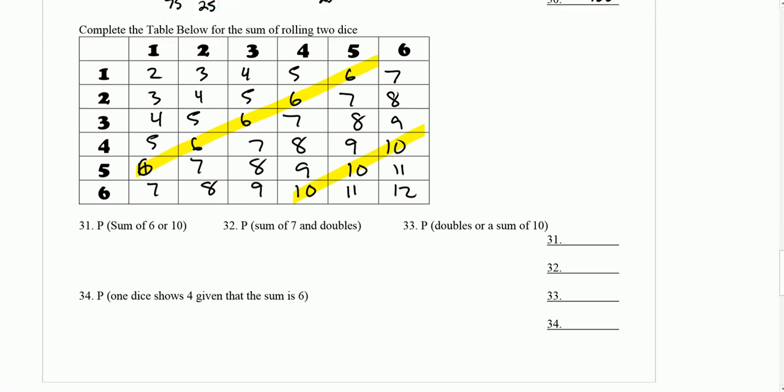We got 1, 2, 3, 4, 5 6s and 1, 2, 3 10s, so 5 plus 3 out of the total, we have 36 different sums. So 8 out of 36. Cut those in half, you get 4 out of 16. Cut them in half again, you get 2 out of 8. Cut it in half again, you get 1 out of 4.